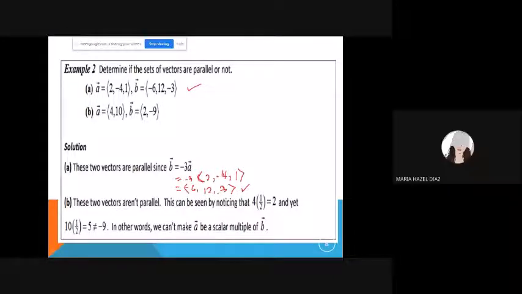Yes. If you cannot express one vector as a scalar multiple of the other, then these vectors are not parallel. An example of that is letter B.